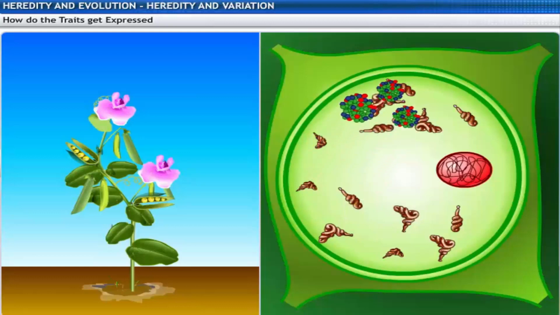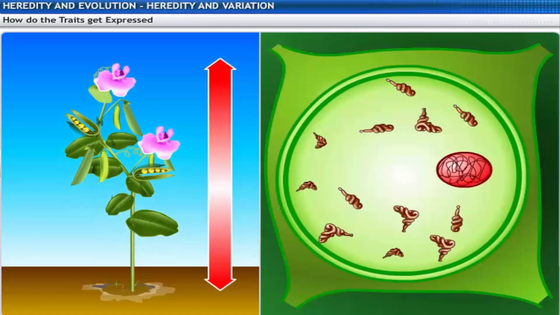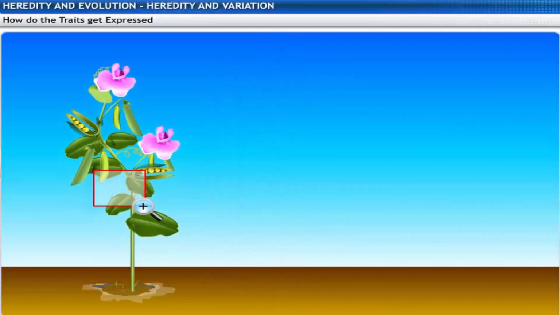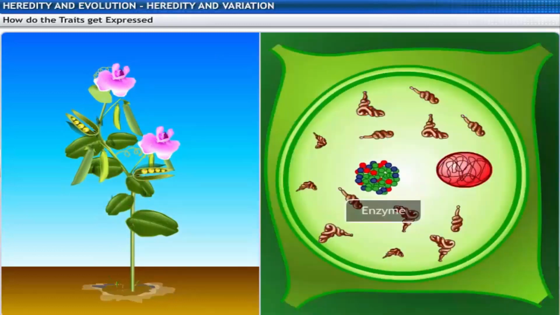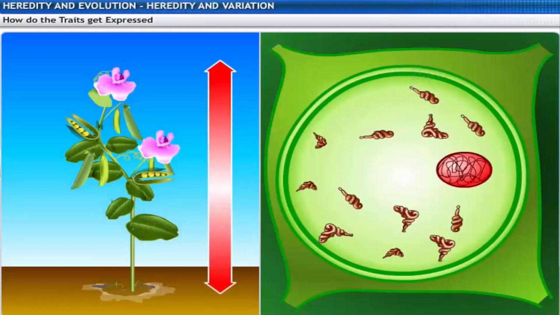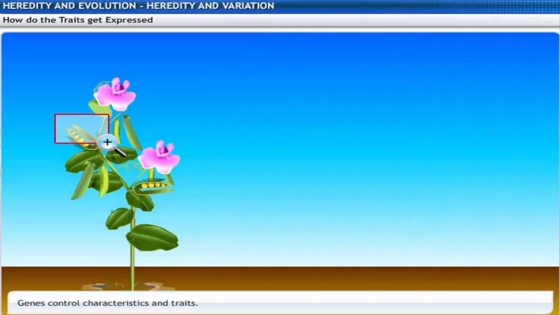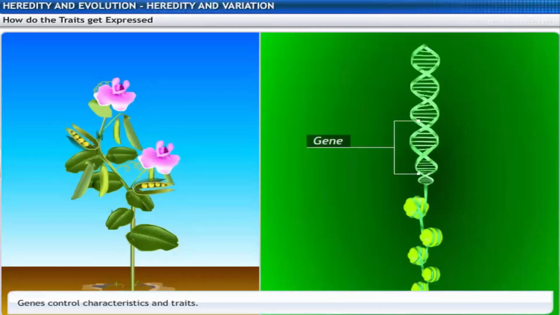If this enzyme works efficiently, a large quantity of hormone will be made, and the plant will be tall. However, if the gene for that enzyme has an alteration that makes the enzyme less efficient, the amount of hormone will be less, and the plant will be short. Thus, genes control characteristics or traits.